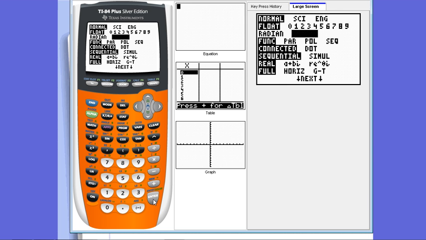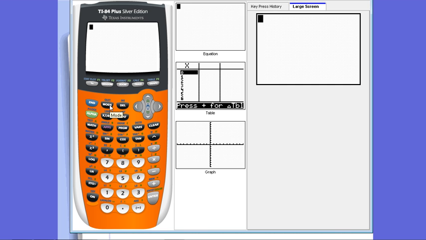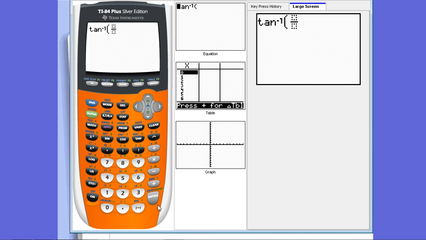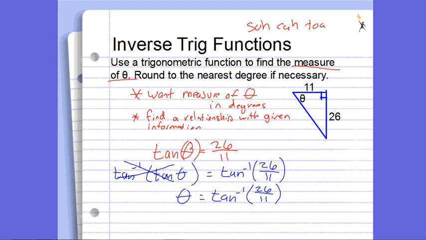So now I can quit second mode, and I go back to my blank screen, and do what I need to do. So I need to do what? The inverse tangent, and then I can do a fraction of, what was it? 26 over 11. Okay? So the inverse tangent of 26 over 11 is approximately 67.067. But I notice what I told you. I told you round to the nearest degree. So I got theta is approximately 67 point, what was it again? 0.